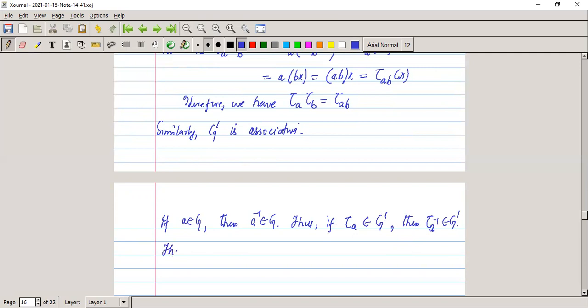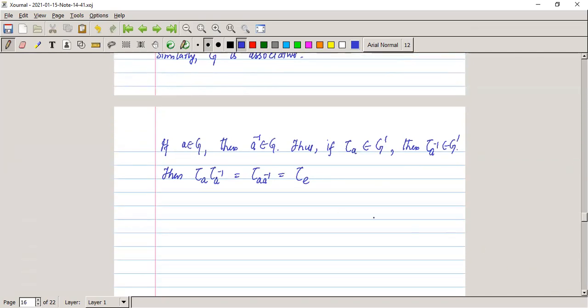So then tau_a inverse, by this closed property, is equal to tau_a inverse, and this is equal to tau_e. So this is the identity in the set G dash. Now lastly, every element will have an inverse, and this can be easily seen from here. This is the identity element, and for every element a belonging to G, tau_a belongs to G dash, then a inverse belongs to G and tau_a inverse belongs to G dash.